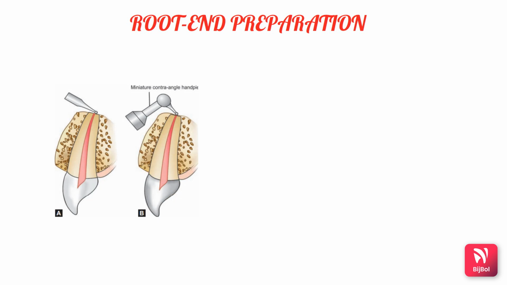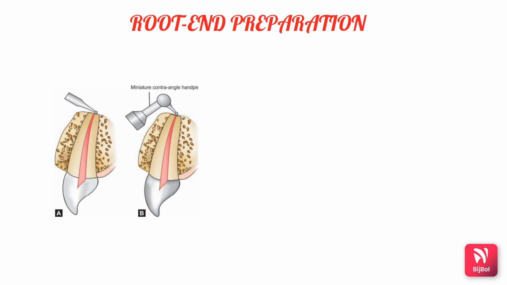So, for traditional, we use the miniature contra-angle or the straight handpiece with a small round or inverted cone burr to prepare the class 1 cavity, which only confines to the root canal. Though these preparations seem to be placed along the long axis of the tooth, they are directed parallelly and palatally, which may cause perforations.